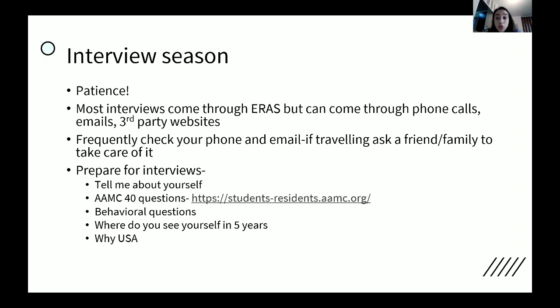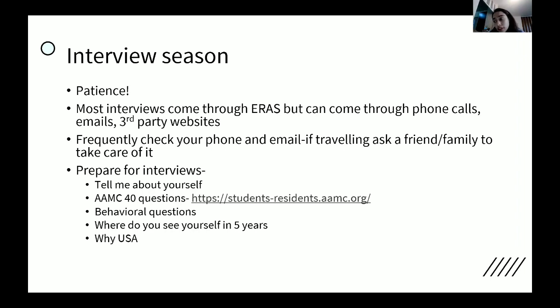Sometimes they do come through phone calls as well. I got an interview over a phone call where they asked me to come the very next day or the second next day. So you have to have a good working phone, good network, and be vigilant about the phone calls as well. Sometimes you will see interviews coming through third-party websites like Interview Broker. Do not think that's spam. Always check those out and see if it's coming from a program that you know of. And like I said, frequently check your phones and emails.